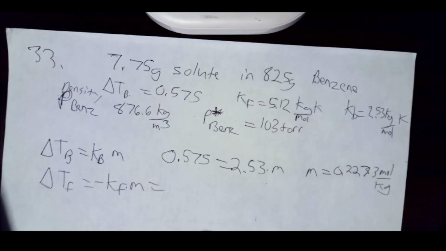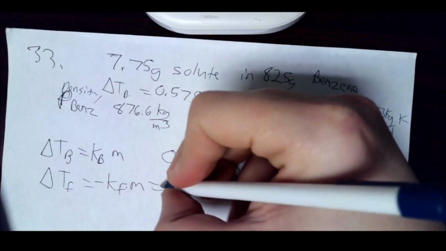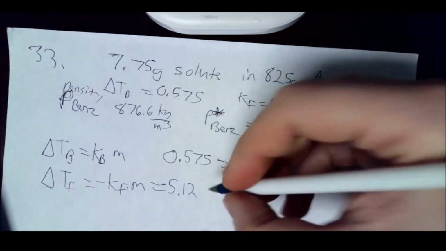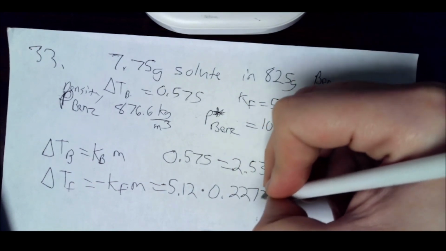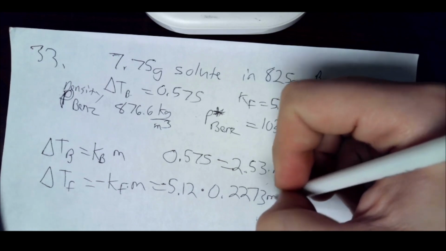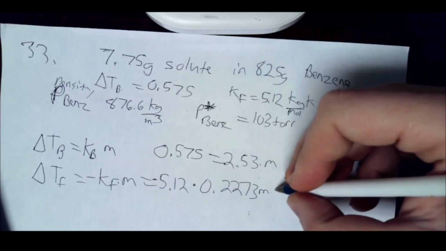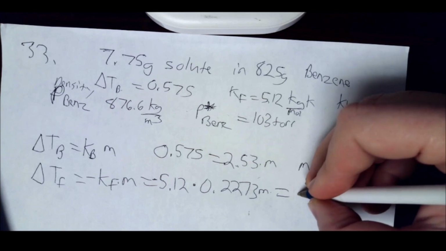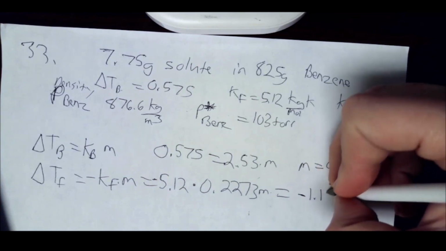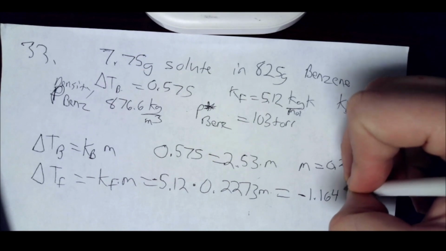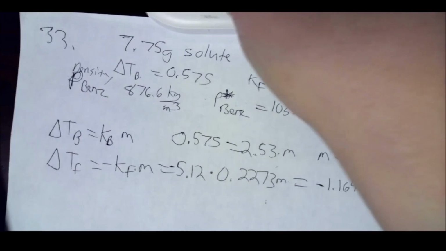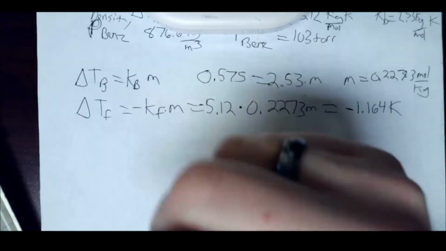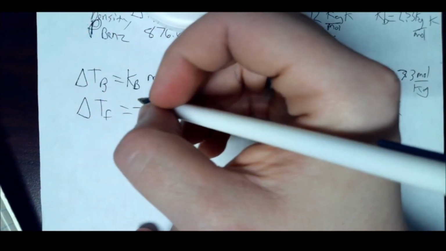So our KF is 5.12. Our molality is 0.2273. We multiply those across, and you would get a freezing point depression of negative 1.164 Kelvin. So we've seen a freezing point depression of about negative 1 degree Kelvin. And with that in mind, we can also find the molar mass relatively easily.